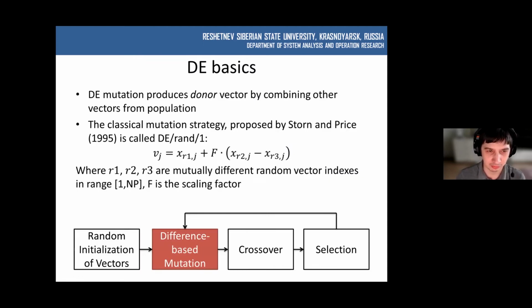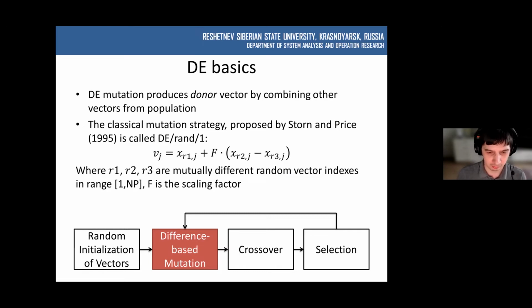The interesting part is the mutation. So the mutation is actually what makes the differential evolution differential. So the classical mutation strategy is called rand1. You can see it on the slide. So we simply take one random point and add a scaled difference between 2 other points. So that's the whole idea. Very, very simple equation, but we will see how it works a little bit later.